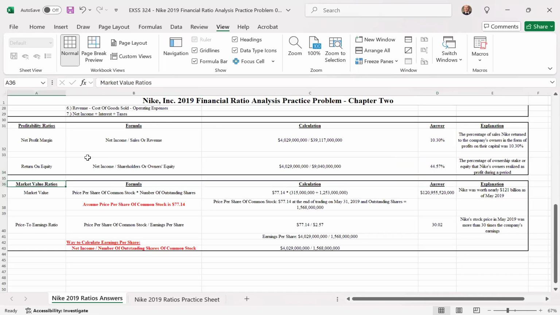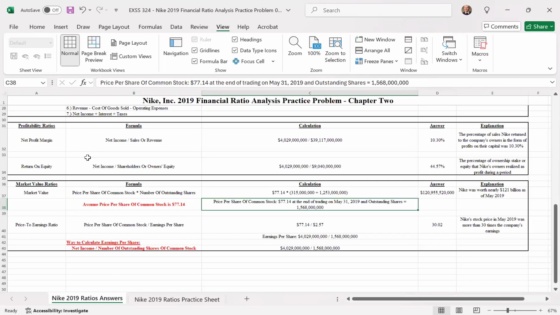And last but not least, we're going to look at our market value ratios. So we'll start with market value. We're going to go with price per share of common stock multiplied by the number of outstanding shares. As I had mentioned in the video in this module, the importance of just the assumption of a price per share of common stock that I would provide to you under normal circumstances. If it's traded on the New York Stock Exchange, you're going to look at the close of the market at the New York Stock Exchange. But I'm just going to give it to you here. So we're going to assume price per share common stock is 77.14.